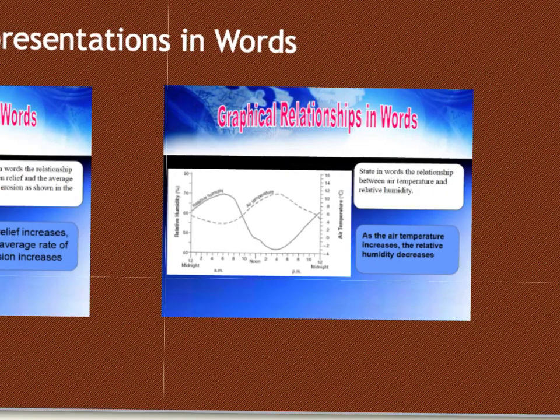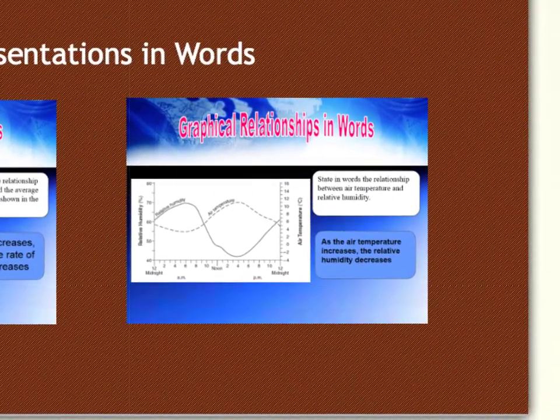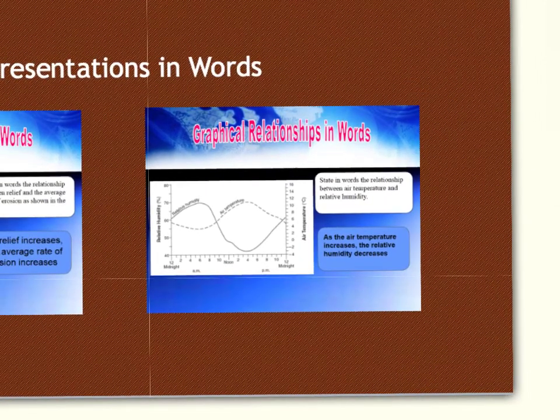So our other graphical representation we have here is between relative humidity and air temperature. And you can see it's over the course of a day. So we have midnight to midnight. So we have air temperature over here, relative humidity over here. So as relative humidity increases, air temperature decreases, or as air temperature increases, relative humidity decreases. So they are not direct now, they're indirect. Because as one increases, the other one decreases.